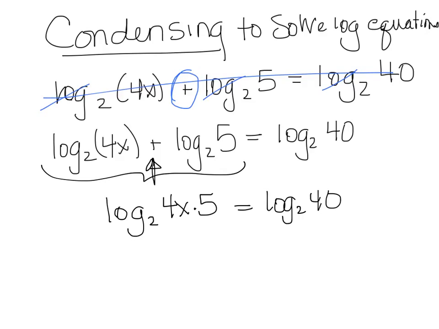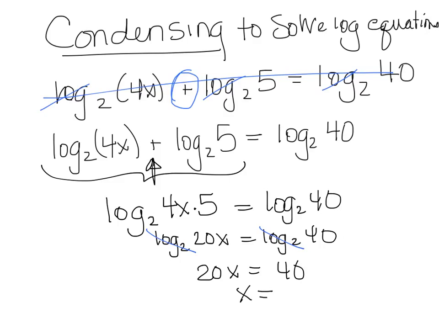Working this out a little bit, I'm going to get log base 2 of 20x is equal to log base 2 of 40. Now I have one log on the left, one log on the right. Now I can go ahead and cancel those out so that I have 20x is equal to 40, and of course x is equal to 2. Okay, so here's where it really was imperative that we use the property to condense first and then solve. Maybe in some of those other problems you might have been able to work it out a different way, but in this case, I gotcha. You got to use the properties.